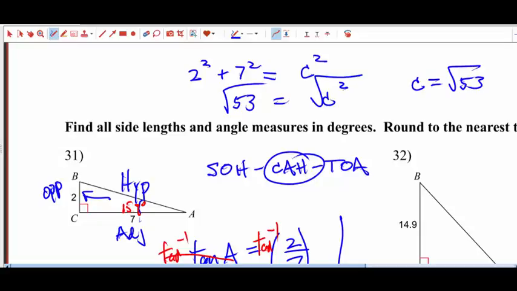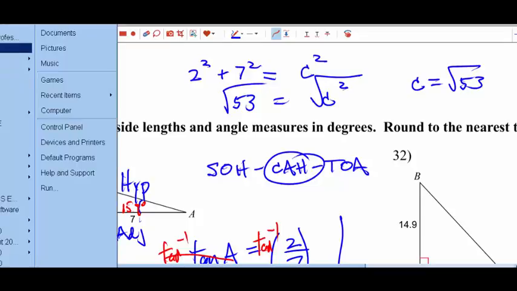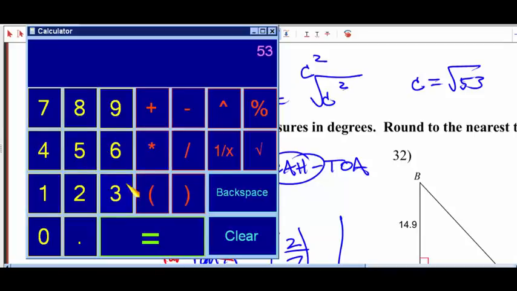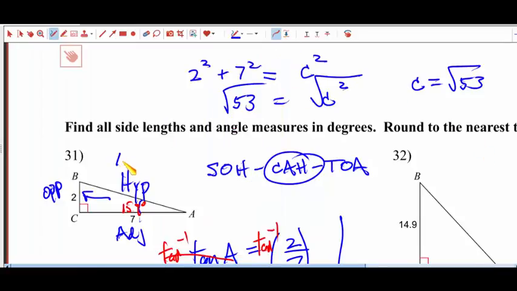And let's see what the square root of 53 is. This time I can use my own calculator. So 53 square root equals 8.55. That's better. So it's 8.55.